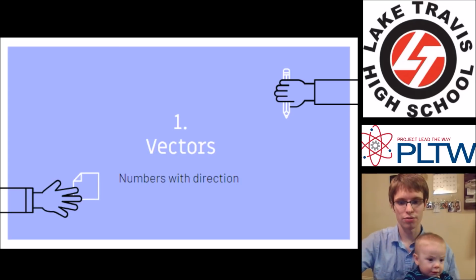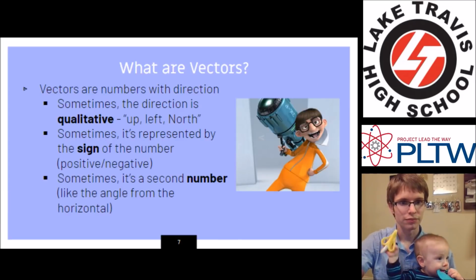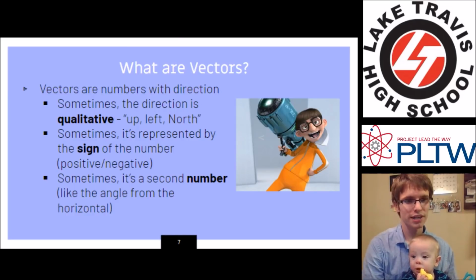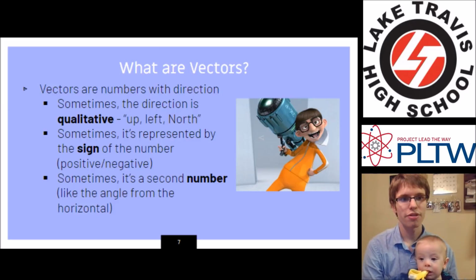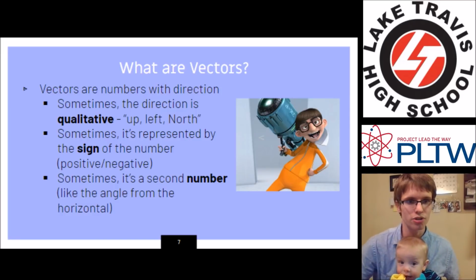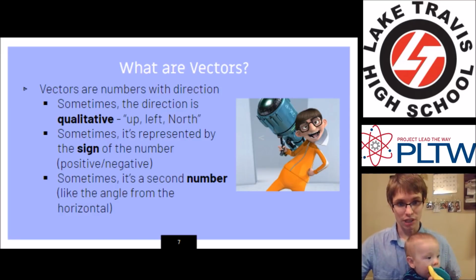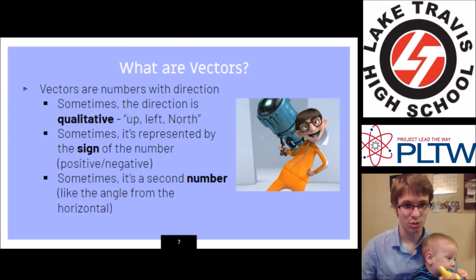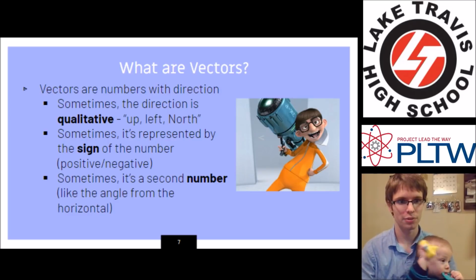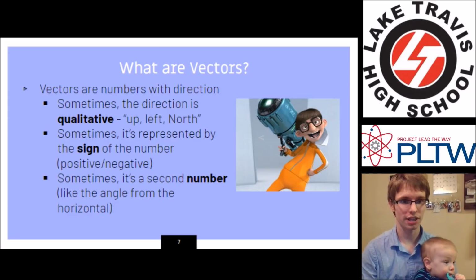Vectors are numbers with a direction, so just a certain kind of number. What are vectors? Like I said, they're numbers with direction. That direction can be qualitative, just like three paces north or three meters up or 9.81 meters per second squared towards the center of the Earth. Or they can be represented by a sign, and we'll get to that in a second.